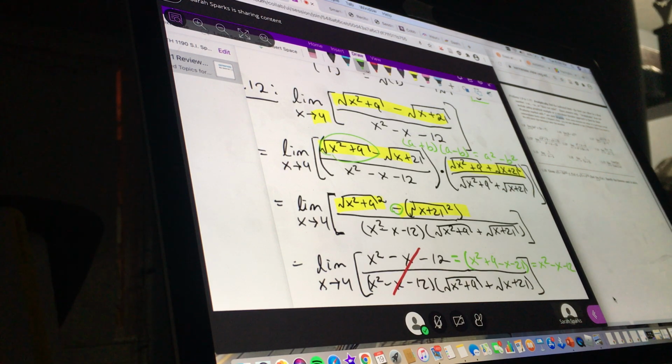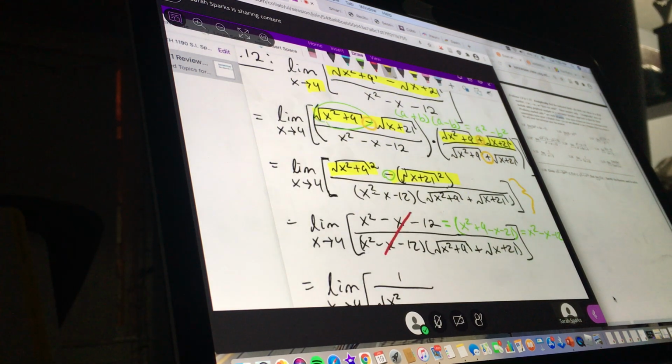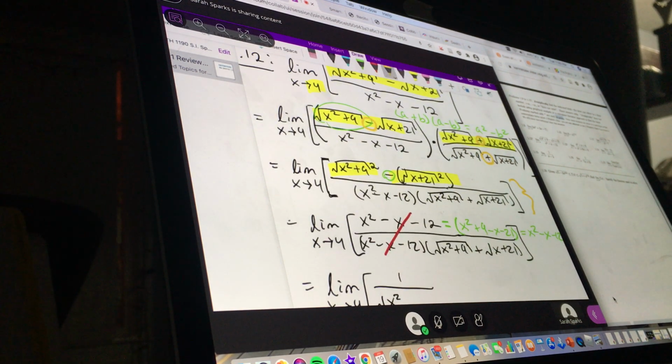All the conjugate means is you're multiplying by the same thing, but it has a different sign in the middle. So you see I'm multiplying by the conjugate with the plus in the middle, and that over itself, because we want to make sure that the function still stays the same. We're basically multiplying by 1, with the conjugate of the numerator over itself. After multiplying through, we end up with this right here. So we have the square roots squared on the numerator, and then we have our initial denominator multiplied by the conjugate.